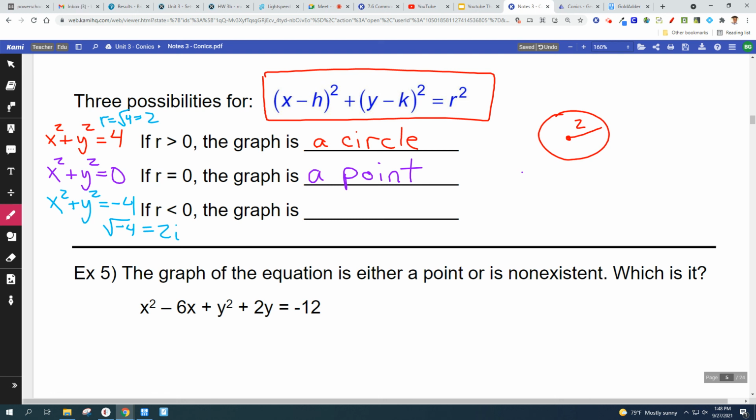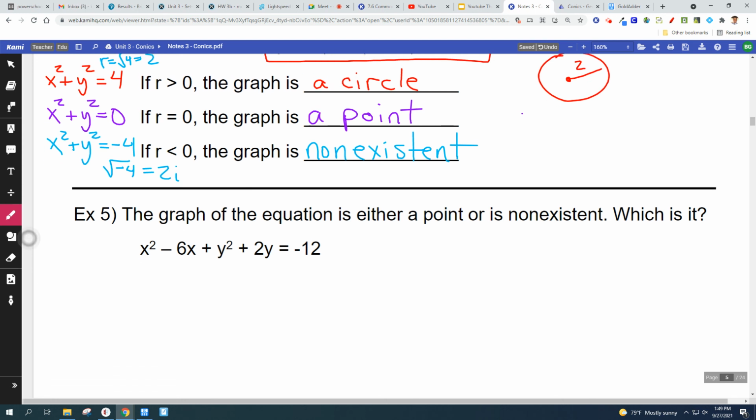Imagine this bubble. It's shrinking down to 0. And then what if it keeps shrinking? I don't even know how to imagine that. You've got a circle that shrinks down to a radius of 0 and then negative. I don't know if that's like an implosion or what. So you could say something like non-existent. You're not going to be able to graph it because it's got an imaginary radius.